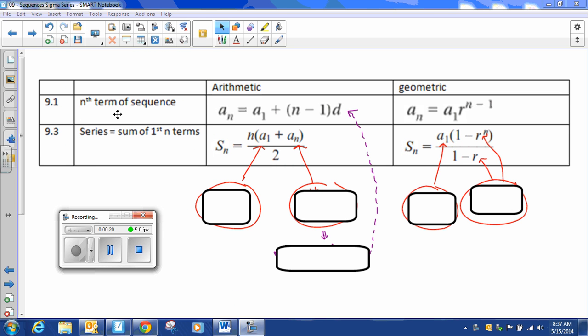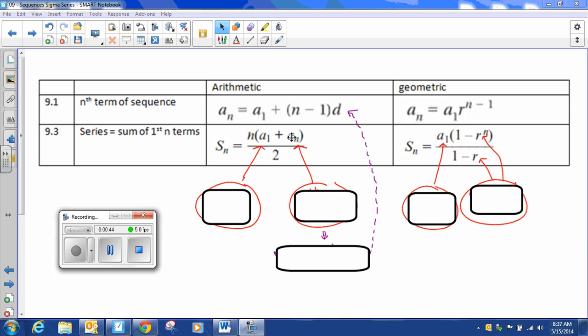In lesson 9.1, we learned how to find the nth term of a sequence. This formula is for arithmetic, this formula is for geometric, and you have to memorize those. Then in today's lesson, 9.3, we're learning to find the sum of the first n terms of the series. And we remember that a series is the summation of the first n terms.